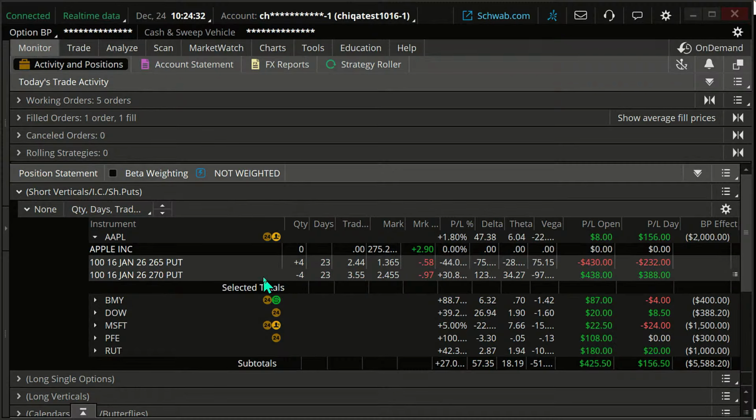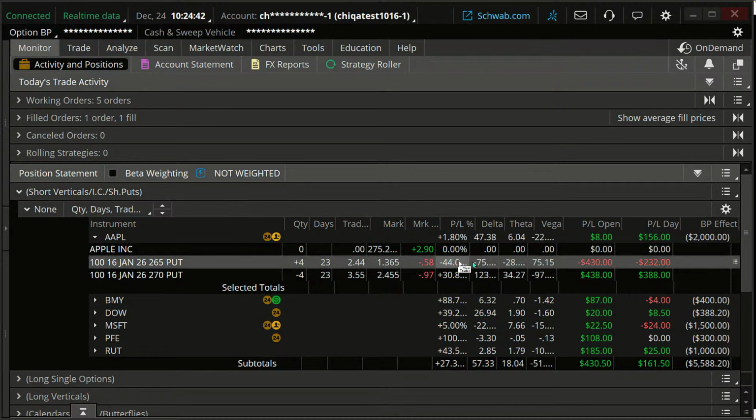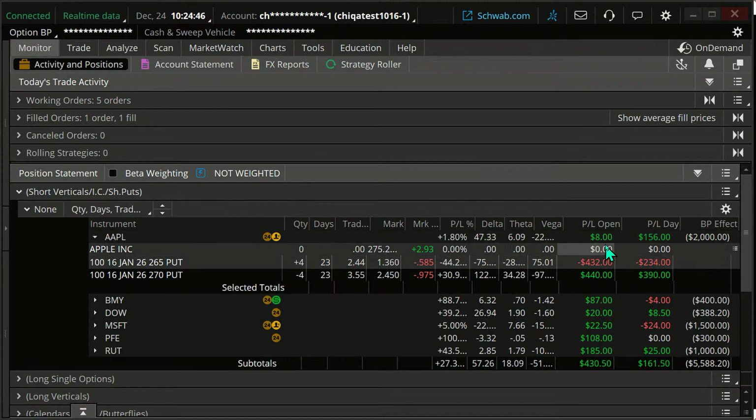And so do we stick with it? Well, we've got 23 days to go. So there's no urgency to get out. At this point, clearly I haven't made most of what I can make. We've made $8 on it. I'm not in a terrible situation.